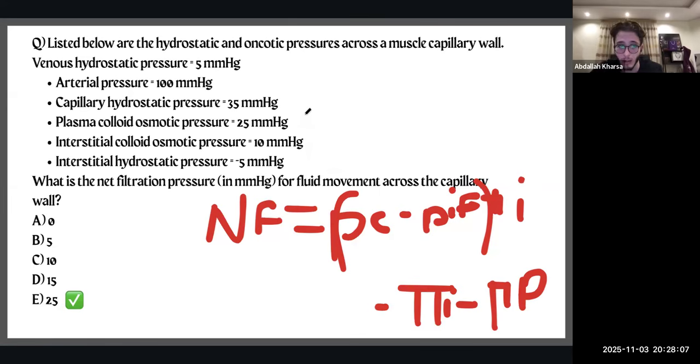Is this clear to everyone? It's a calculation question. Literally, there's no thinking to it. You just see it and you calculate and you put the answer. You don't need the arterial pressure. The venous hydrostatic pressure is the one inside the vessel. I want you to use the capillary, because the capillary is where the filtration happens. Is this clear?